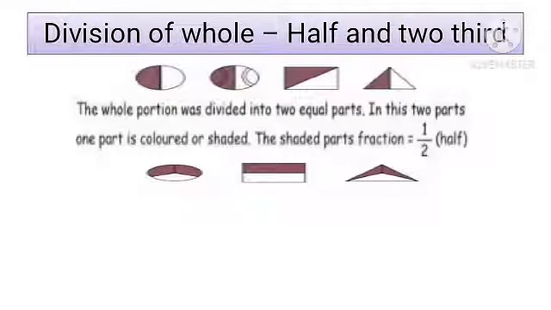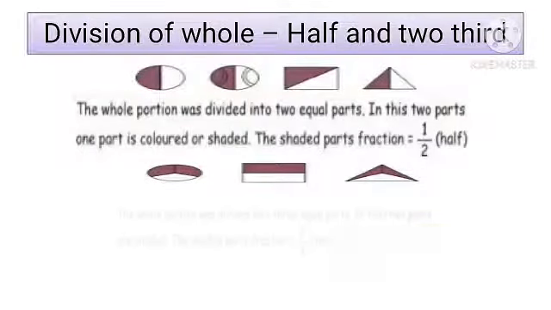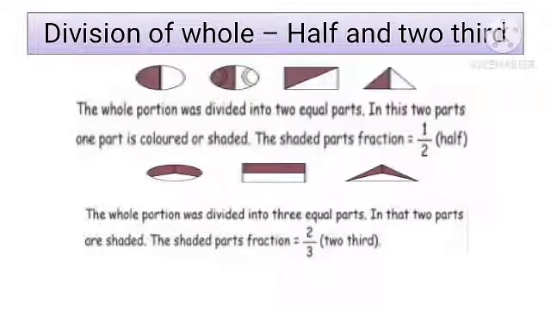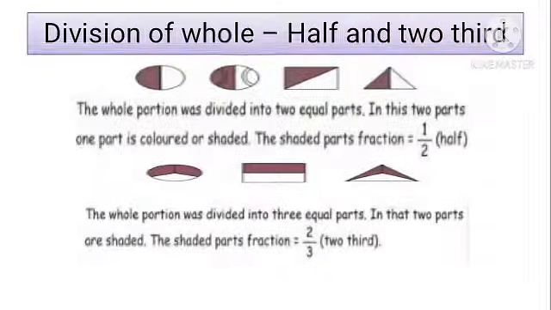Next we are going to see 2/3. Okay. So now look at the images. Circle, then rectangle, then triangle. In these they have shaded 2/3. The whole portion was divided into 3 equal parts. In that, 2 parts are shaded. So the shaded fraction is 2/3.